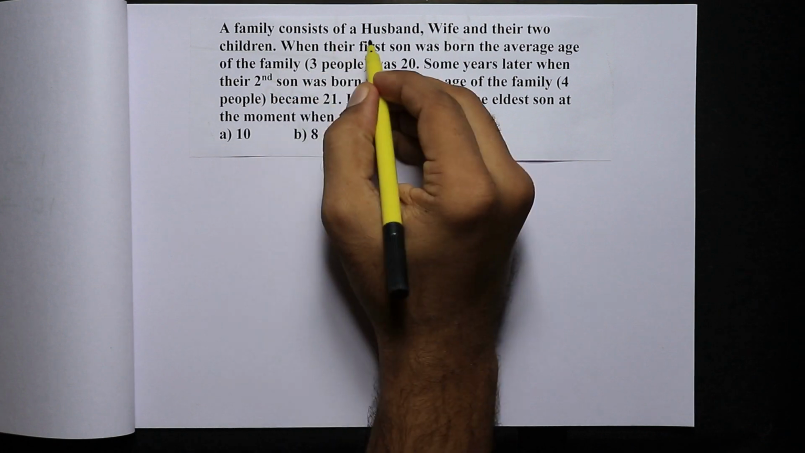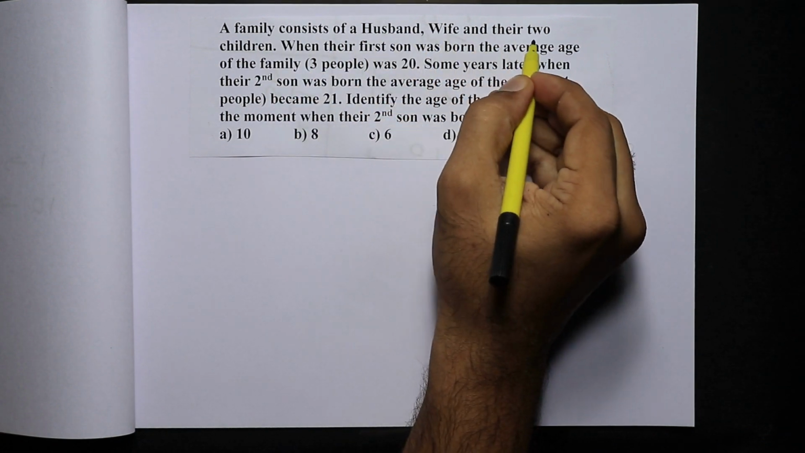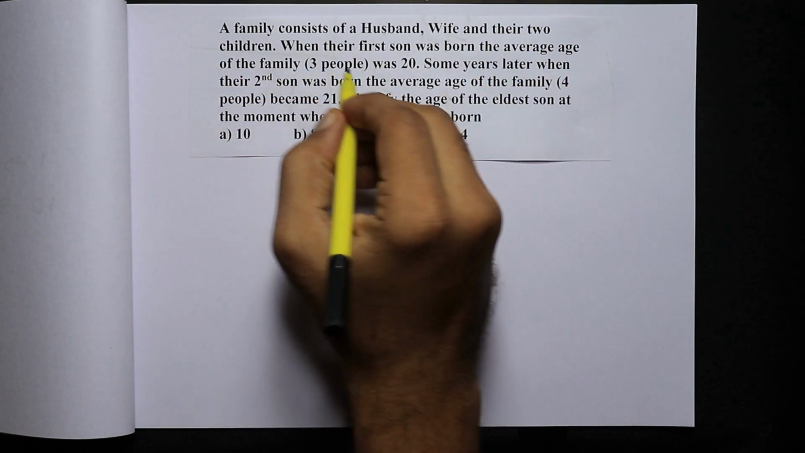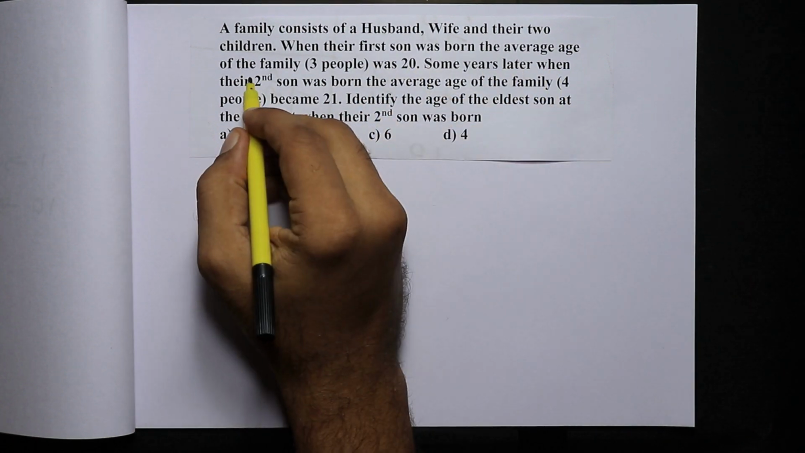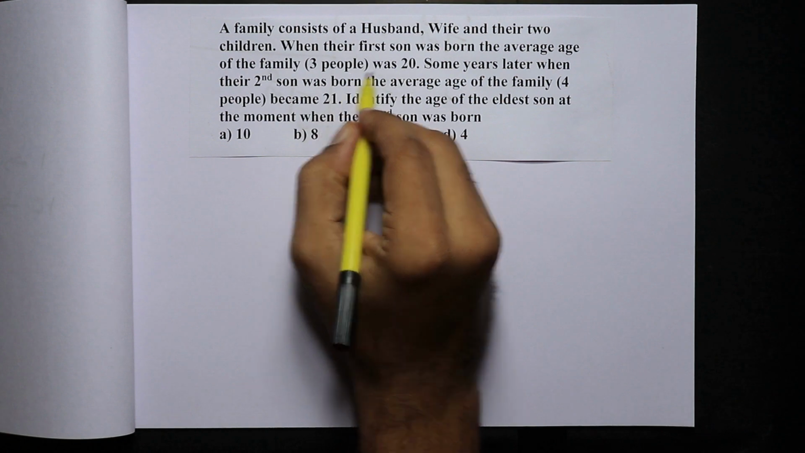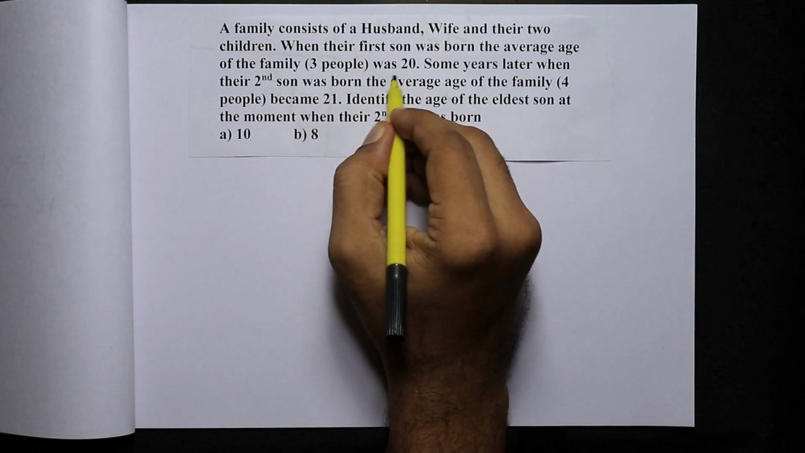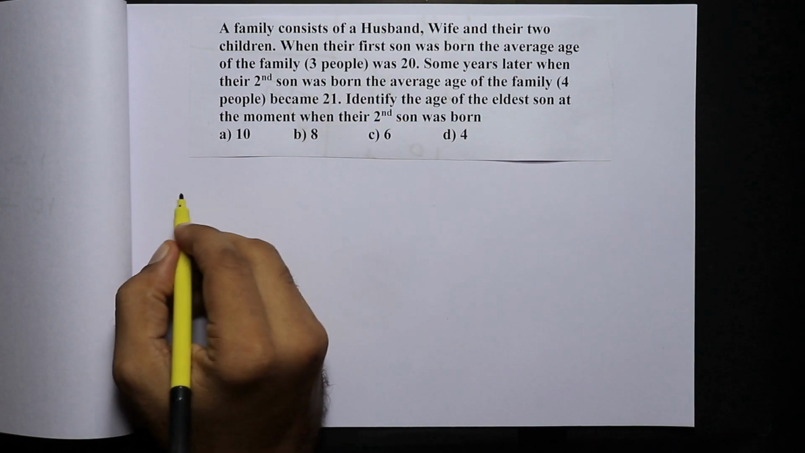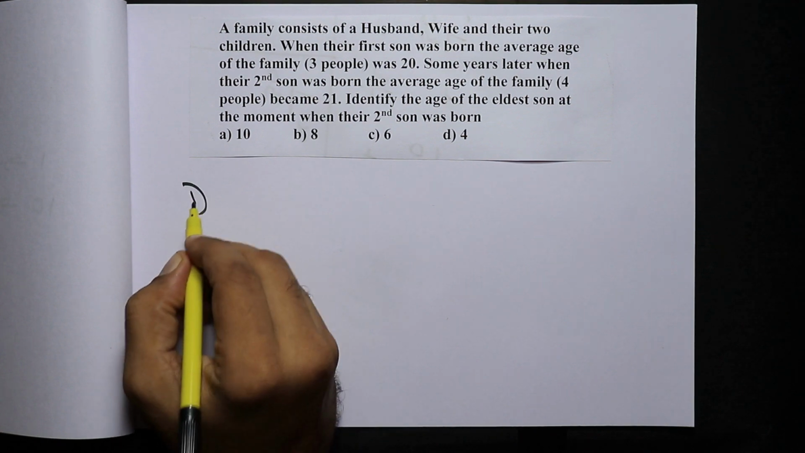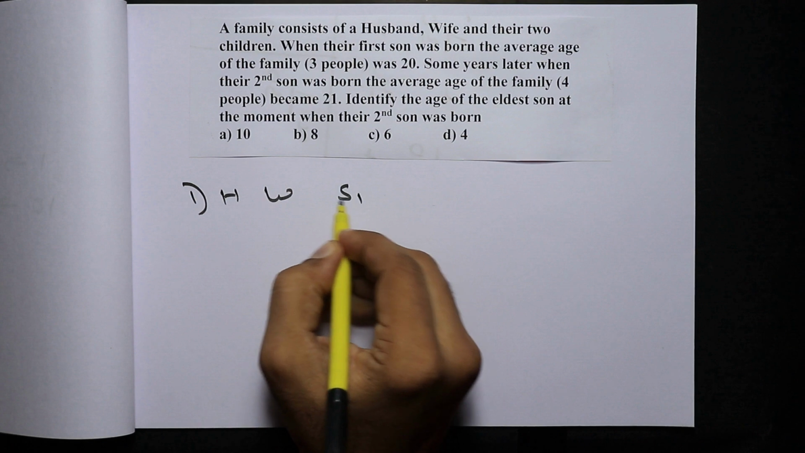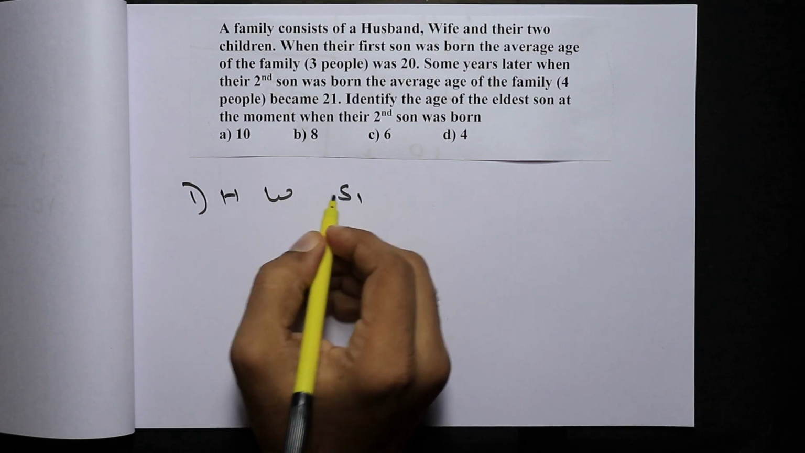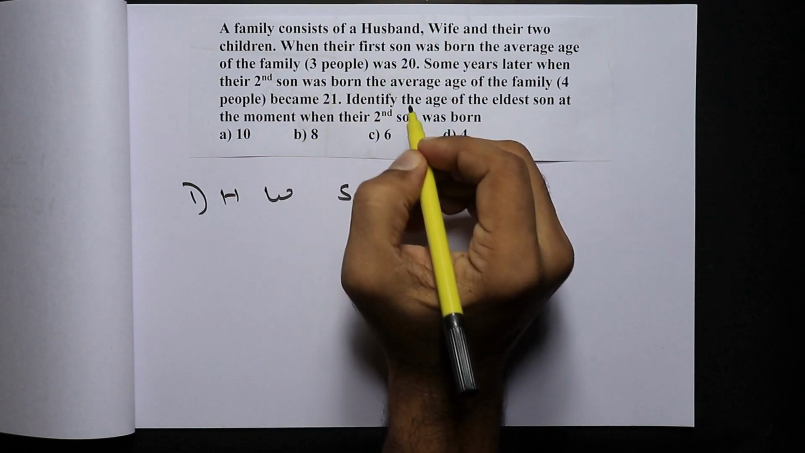A family consists of a husband, wife, and their two children. When their first son was born, the average age of the family of three people was 20. So we'll just represent all that data here. This is the instant at which their first son was born. You have husband, wife, and their first son S1. So three people are there and their average was 20.